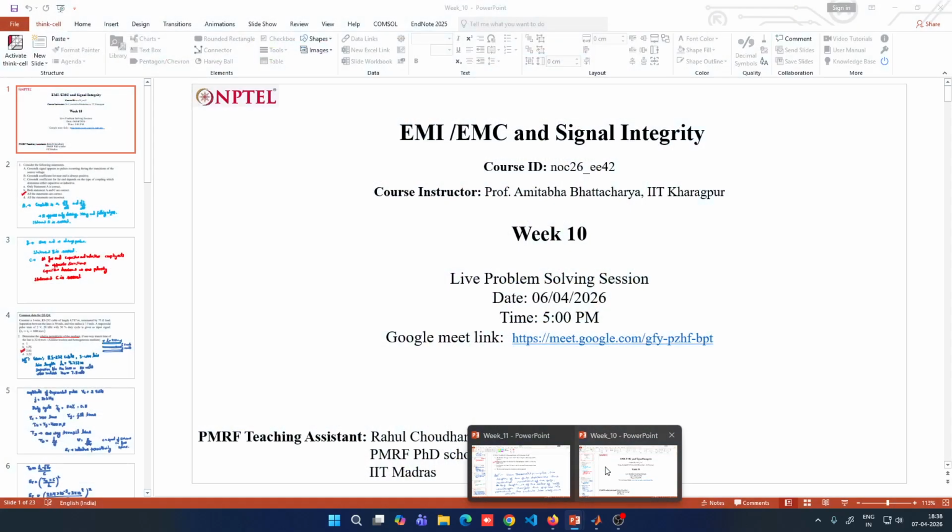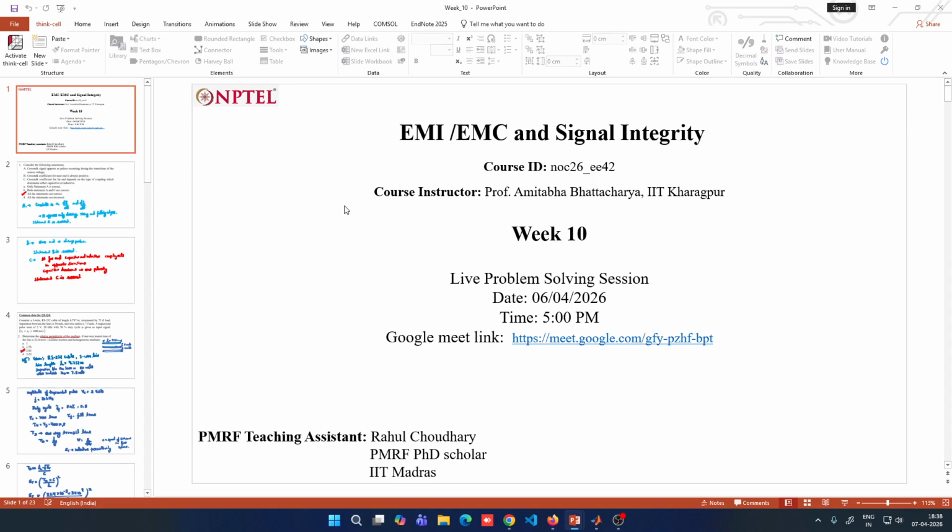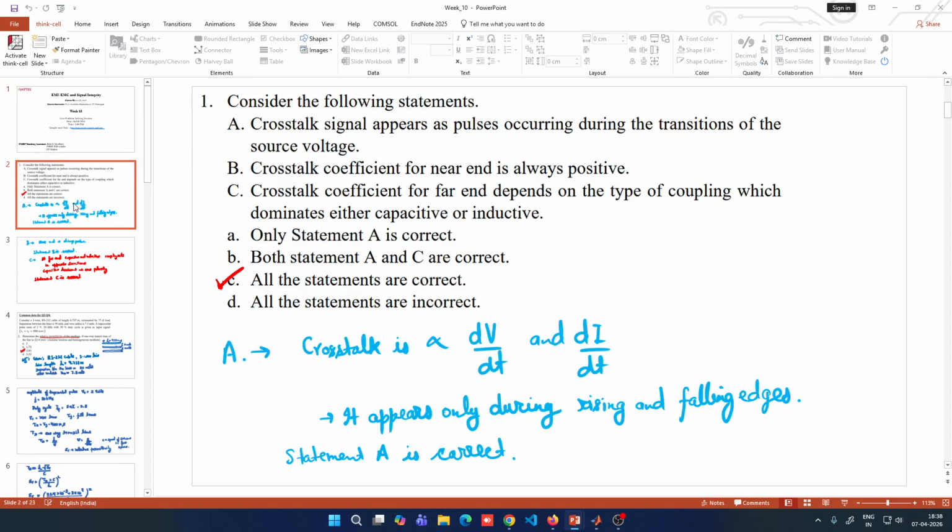If this is clear, we'll quickly go through some of last week's week 10 assignment problems. There was some issue with the mic, so I will quickly go through all the questions. It won't take much time. We will start with question number 1. Consider the following statements. Statement A: crosstalk signal appears as pulses occurring during the transitions of the source voltages. Statement B: the crosstalk coefficient for near end is always positive. Statement C: the crosstalk coefficient for far end depends on the type of coupling which dominates, either capacitive or inductive.